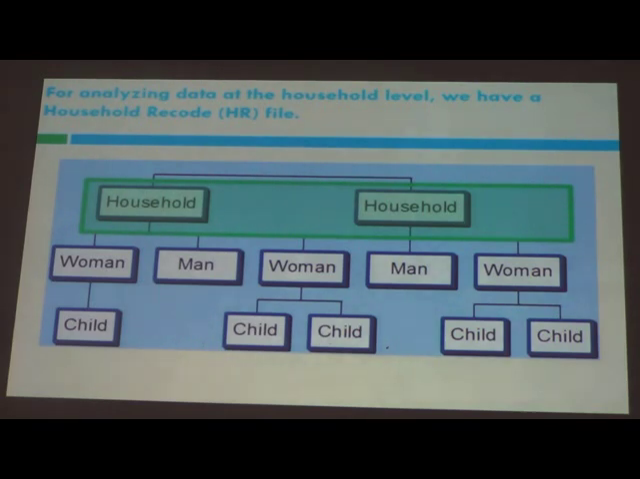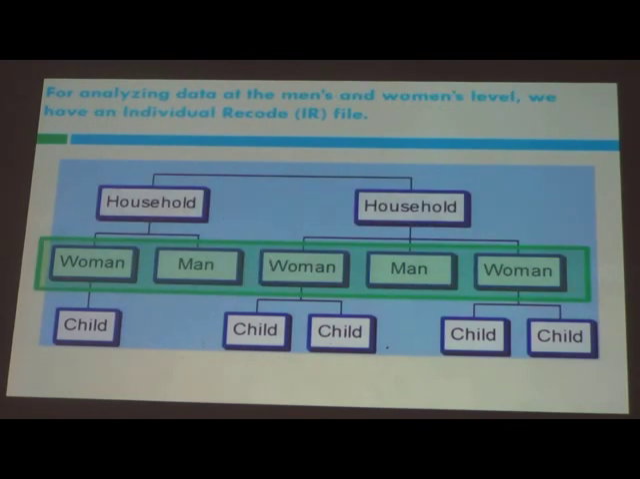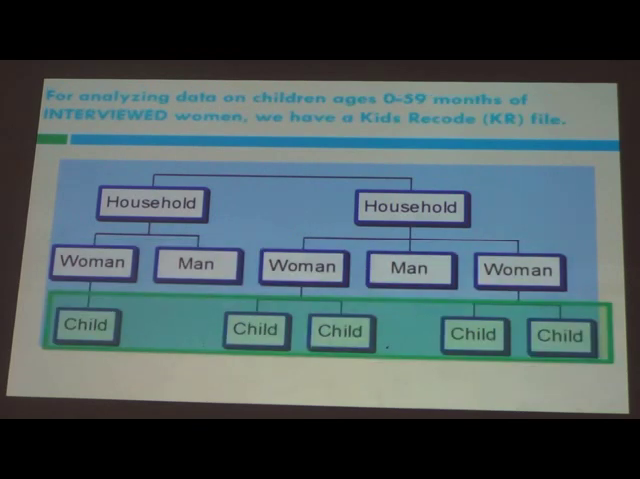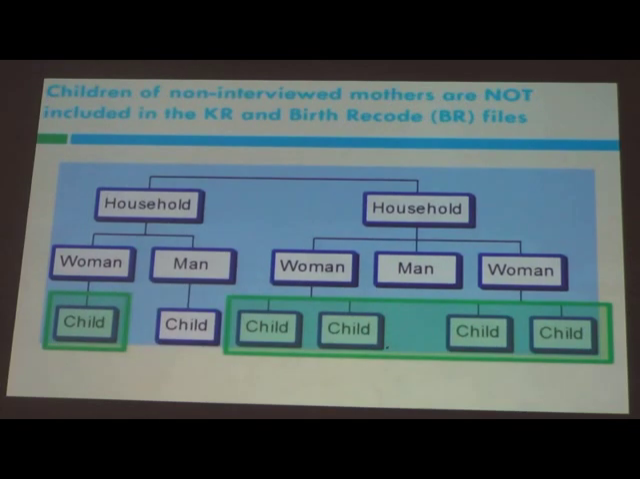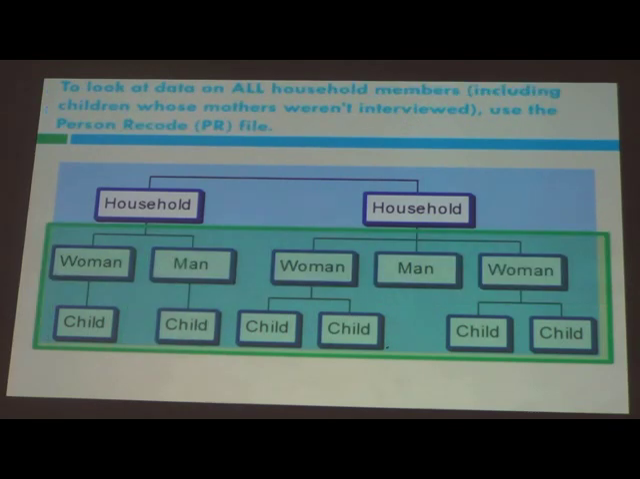If you want to analyze household level, then you will get the household data. If you want to analyze issues regarding men and women of reproductive age, 15 to 49 years, use the IR file. If your intention is to analyze data regarding children, then you use either the KR or the BR files. And usually children of non-interviewed mothers are not included. So if you want to analyze the whole thing, then you can use the PR file, the people's file, all members of the household.